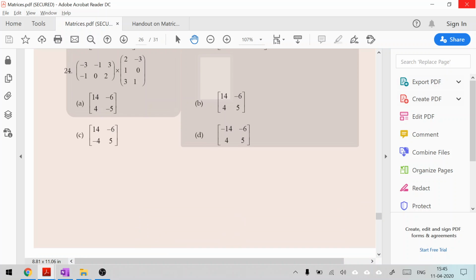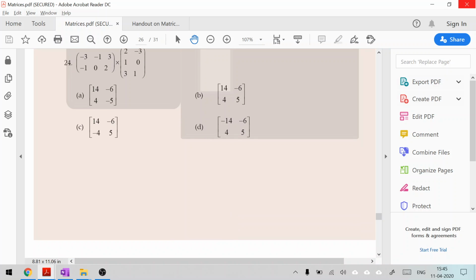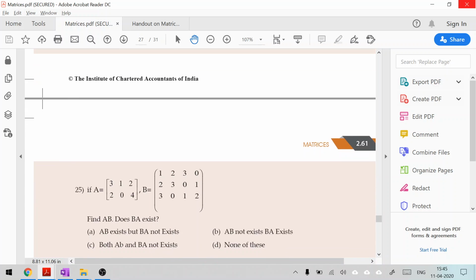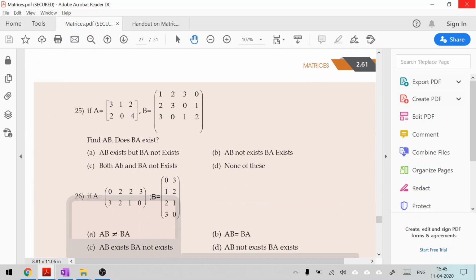Similarly, question number 24: the number of columns in the first one is 1, 2, 3. The number of rows in the second one is 1, 2, 3. So this is also possible to multiply. So we can try question number 24 also. So 22, 23, 24, these three I am telling you so far. Now come to question number 25.